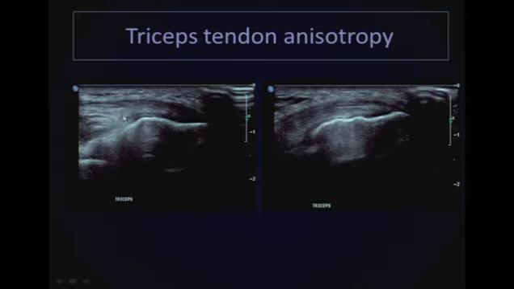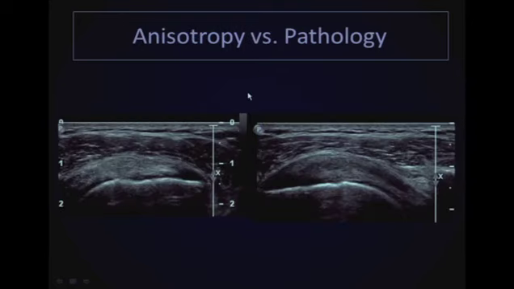Here we are looking at the triceps tendon coming down towards its insertion, and is this abnormal or not? Well, we can reorient the tendon and see that we bring out the parallel echogenic lines and that there is no abnormality at the insertion. Now, how about here? Well, this is a normal rotator cuff with some anisotropy. We already proved that by doing the same maneuvers as earlier.